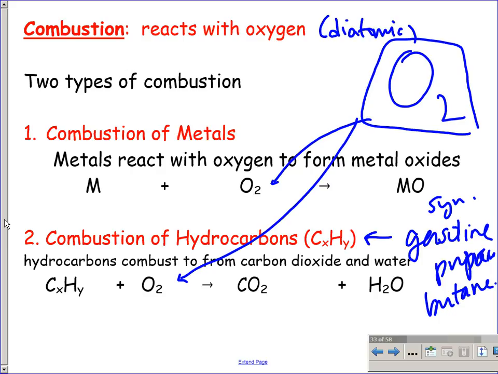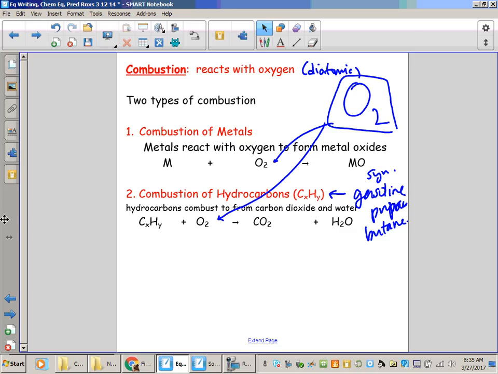Tomorrow we have a lab. So if you have closed-toe shoes on, you are good for the lab. Do not wear sandals. If you have sandals, bring in some extra shoes that you don't mind wearing in the lab. I'll hand those back. Thanks.